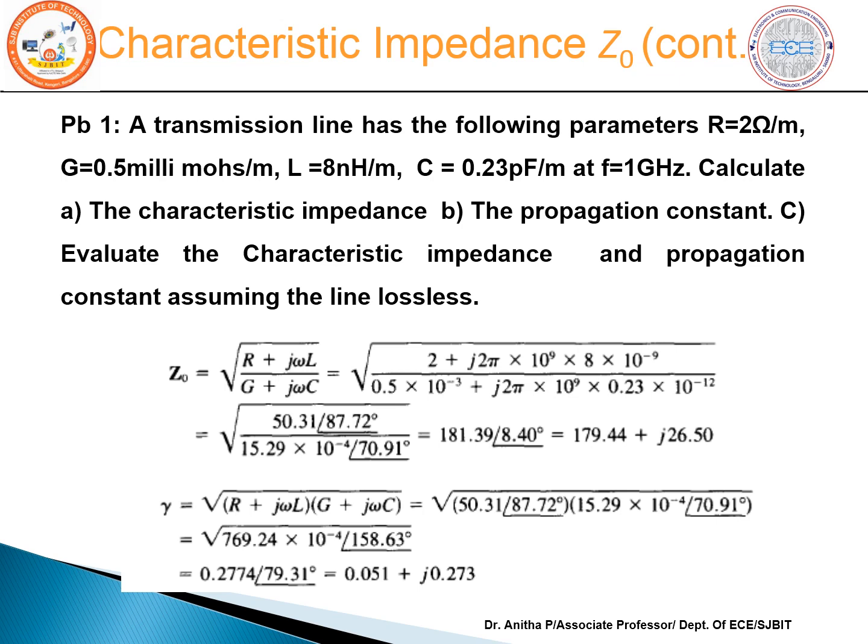So you can convert that into polar form and then polar to rectangular form, a normal conversion. Similarly, the gamma value, which is the propagation constant, you can calculate as square root of R plus j omega L into G plus j omega C. You just substitute the values and determine the value of the propagation constant.